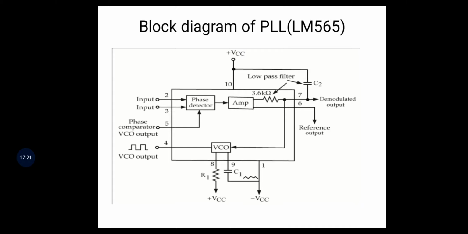Next, the voltage controlled oscillator frequency is adjusted with changes in the RT and CT values. If you change the RT and CT values, then the frequency of the voltage controlled oscillator changes.